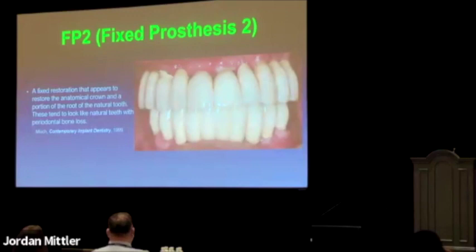Then we got this fixed restoration, which restores the anatomical crown, and a portion goes into the natural tooth, and they tend to look like natural teeth with periodontal bone loss. Sometimes we refer to these as banana teeth, because they look like curved bananas. That has its problems, but in most cases it's the smile line that's going to dictate whether or not this is acceptable.